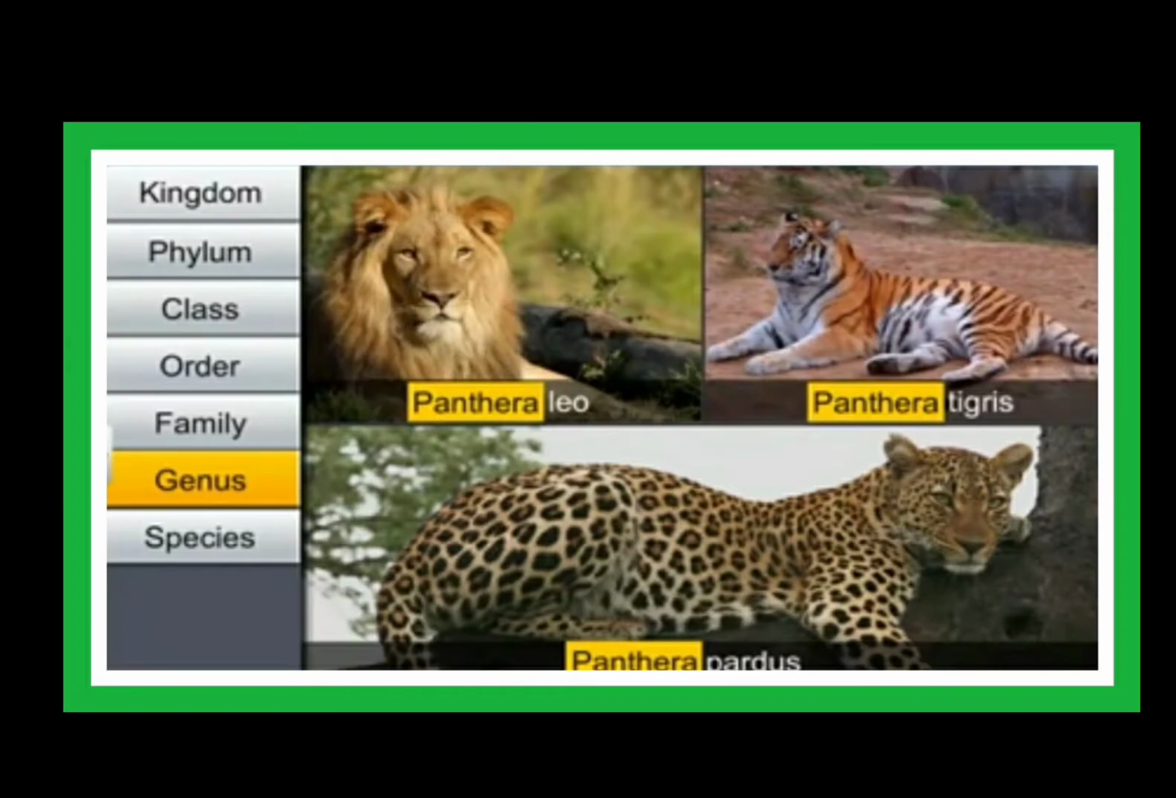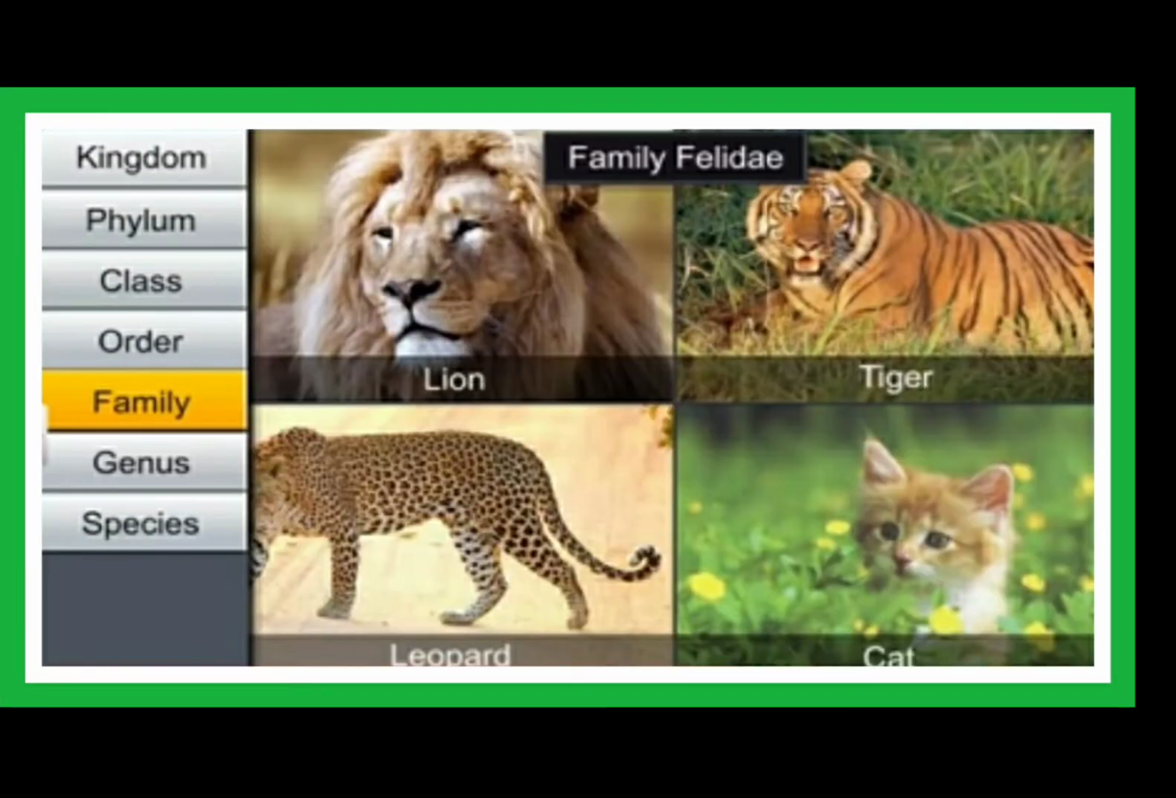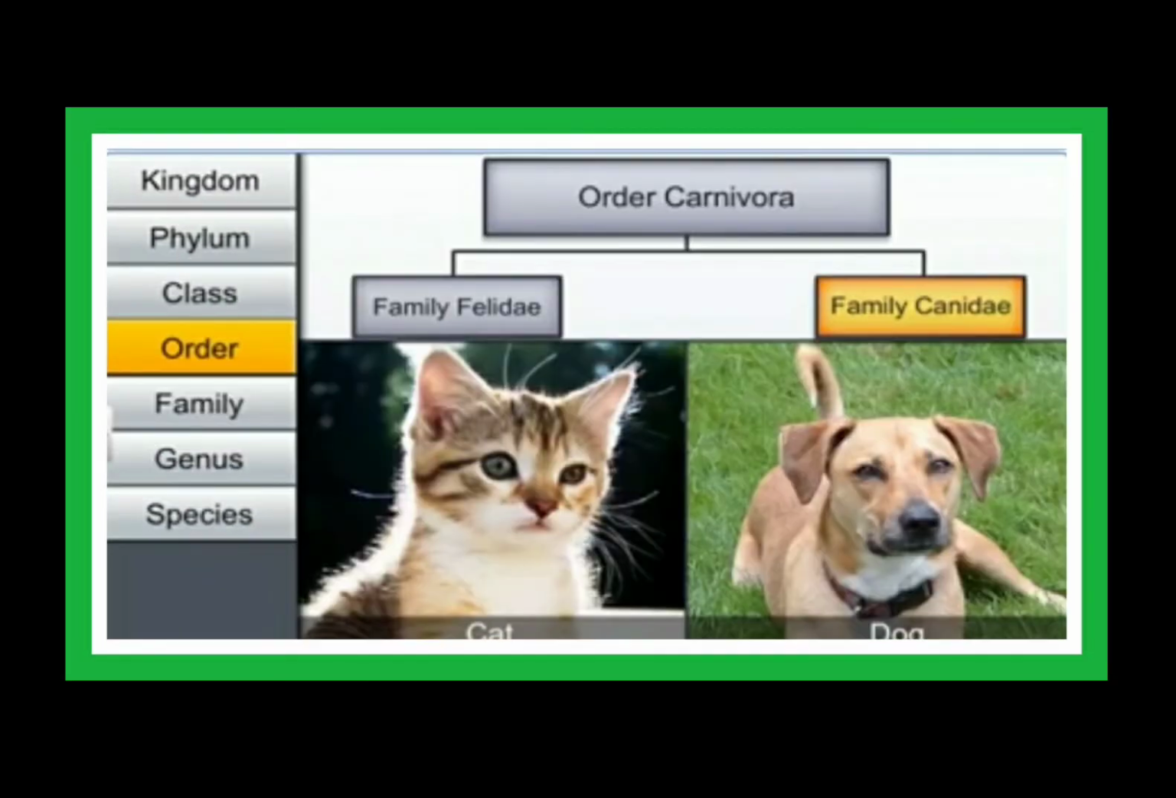Coming to the animal hierarchy, now lion, tiger and leopard are having similarities, that's why they are kept under the same genus called Panthera. Panthera is the genus of lion, tiger and leopard, and the cat genus is called Felis. Felis genus and Panthera genus are kept under a family called Felidae. So Felidae is a family of small cats and big cats. Felidae is the cat family and Canidae is the dog family.